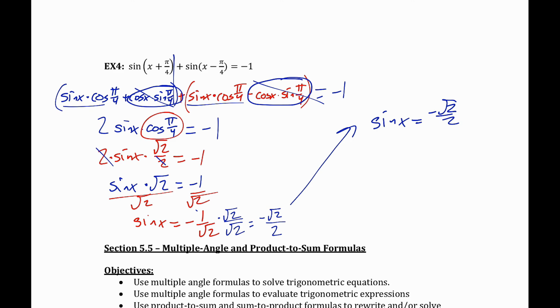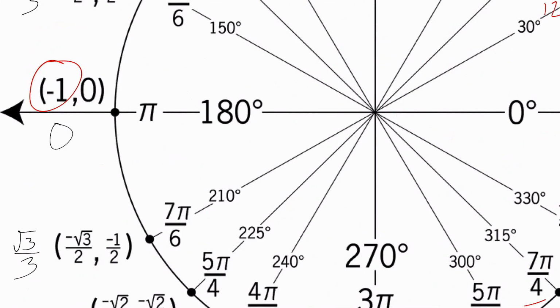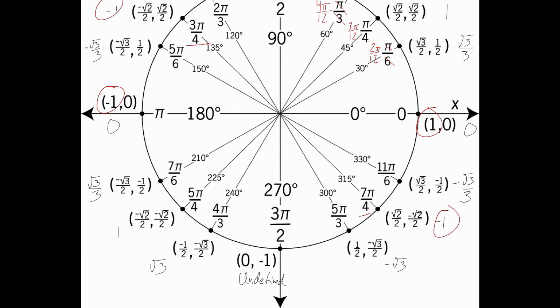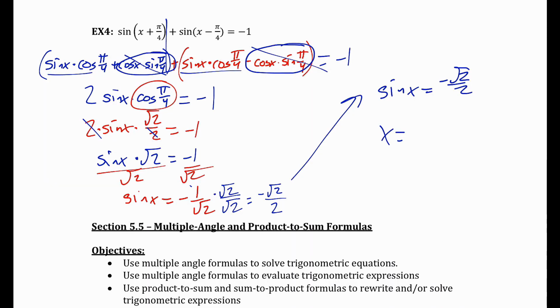Now you can go to your unit circle. Where does the sine of x equal negative root 2 over 2? There's 2 places. It's down here at 5 pi over 4 and also down here at 7 pi over 4. So we're going to say our x values equal 5 pi over 4, 7 pi over 4. Those are the 2 values of x that make this statement true.